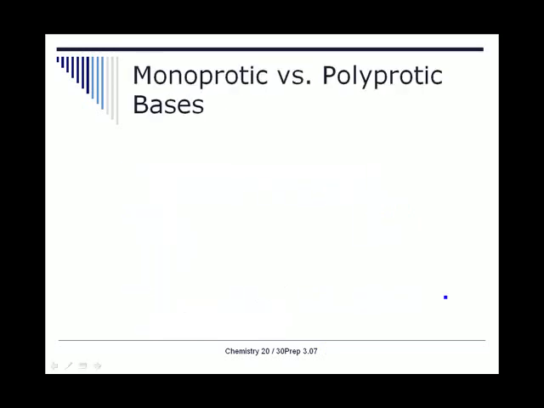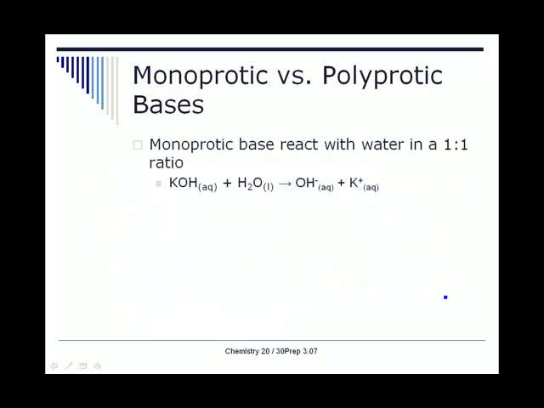So, monoprotic versus polyprotic bases, same sort of idea, except it's reversed. For our bases, monoprotic bases react with water on a 1-to-1 ratio. So they produce hydroxide in a 1-to-1 ratio. So for example, KOH, for every 1 KOH we get 1 hydroxide.